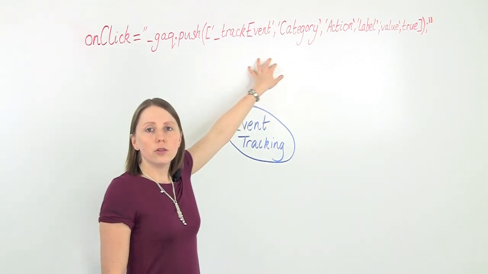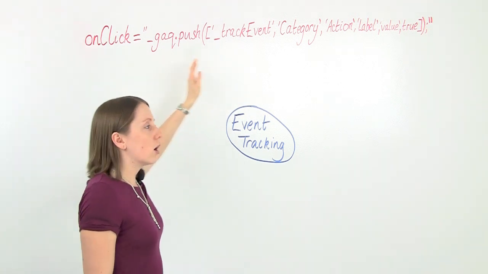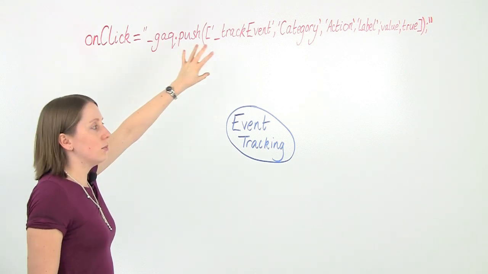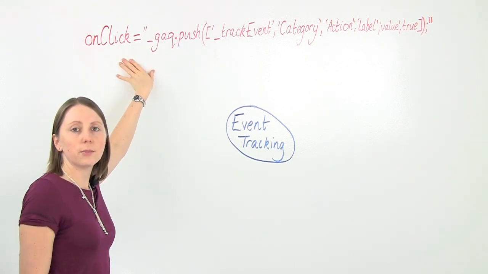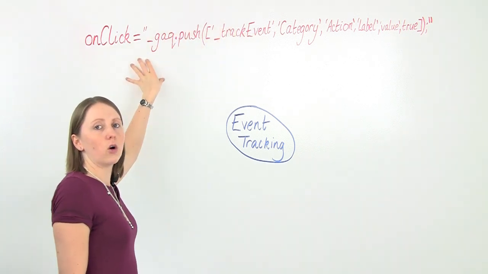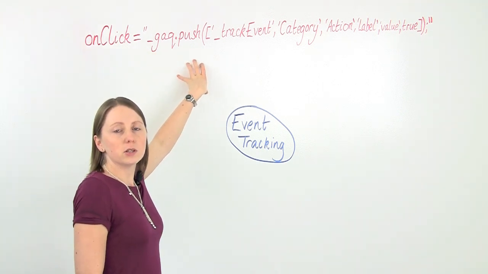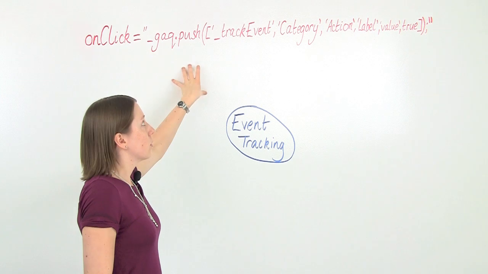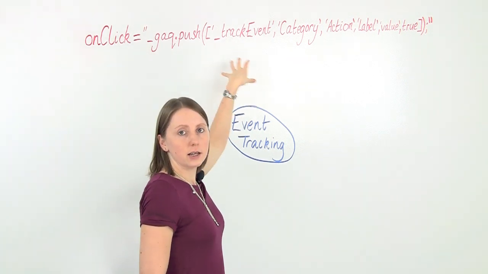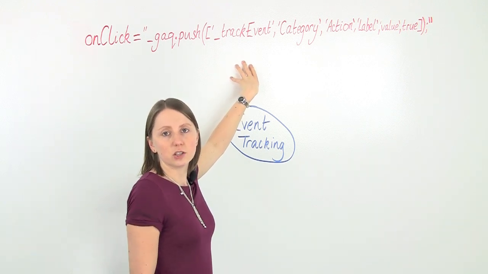This is the sort of code that you might see when event tracking is implemented. Let me start at the beginning. We've got onclick. So this example is used when you want to track somebody clicking something on the site. So we put the whole piece of code within an onclick function. The _gaq.push bit puts the data into analytics. So that's quite essential. And then we've got track event to say this data is for event tracking.